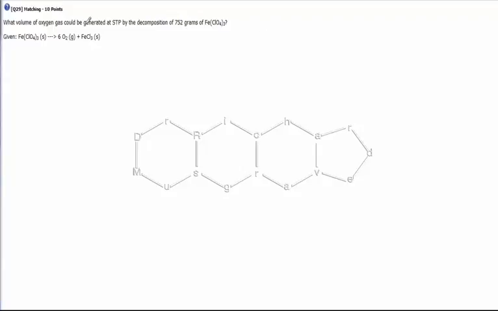Okay, what volume of oxygen gas could be generated at STP by decomposition of 752 grams of Fe(ClO4)3? Okay, so what we're going to do here is use PV equals nRT. That'll be to get our volume of gas.